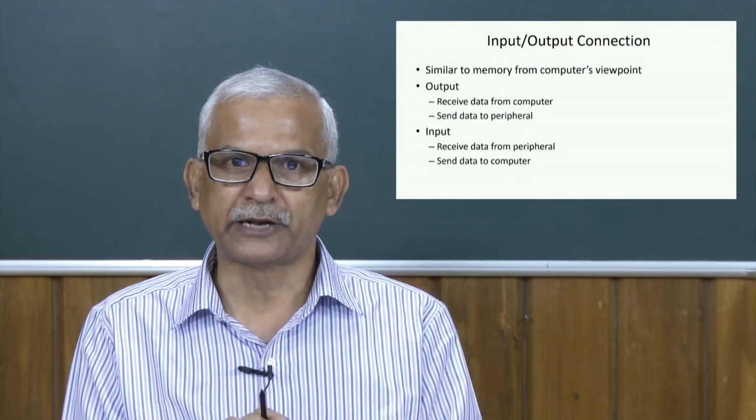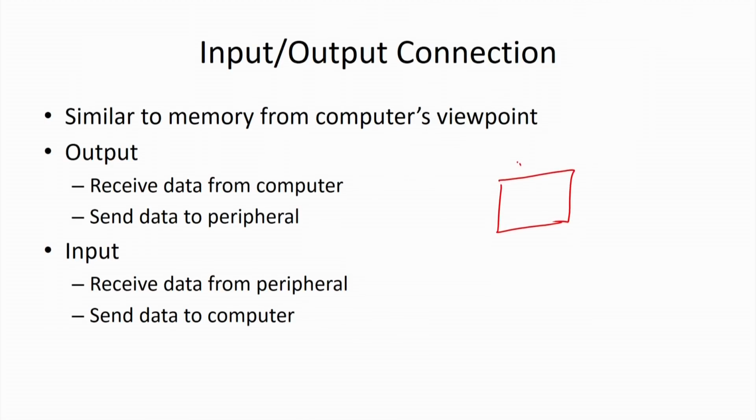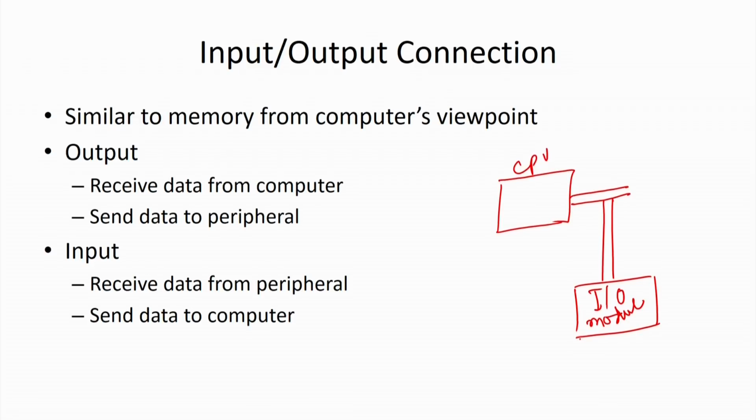It will receive the data from the computer. So, basically what will happen, you can say that this is the processor, CPU, this is the system bus. Through the system bus, we are connecting the I/O module, and I/O devices will be connected to this module. So, what can we do? In case of output, it will receive data from the computer and this module will transfer it to the device.